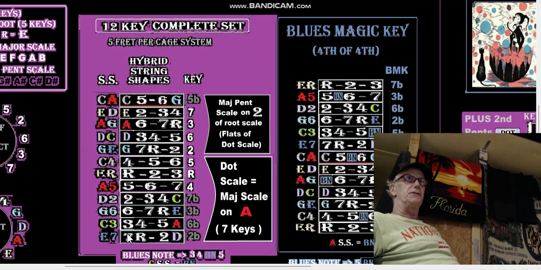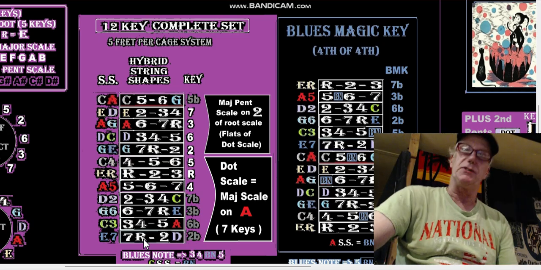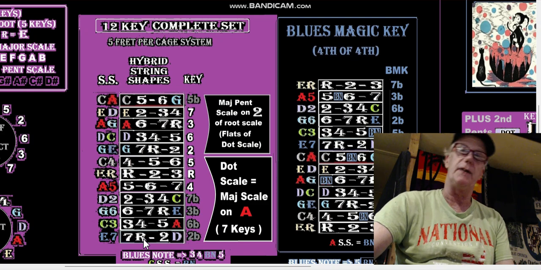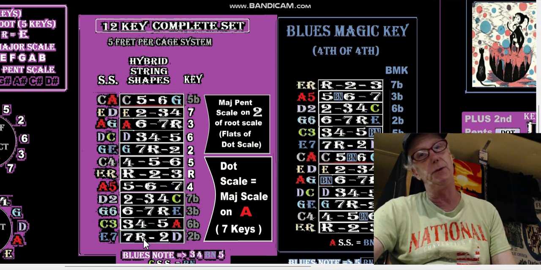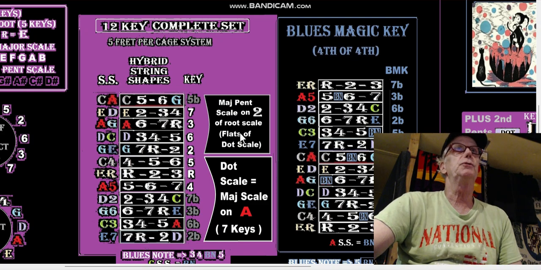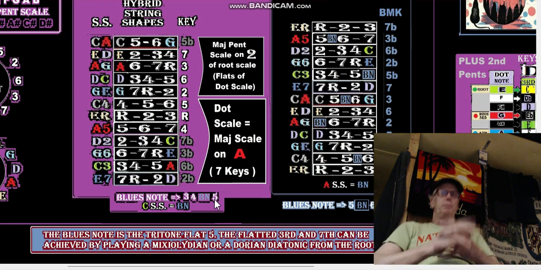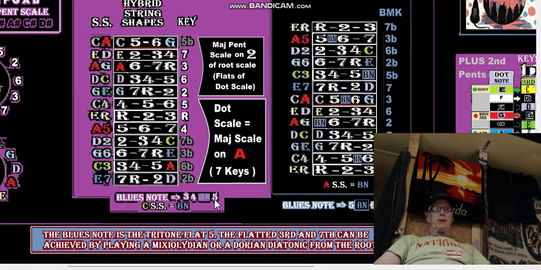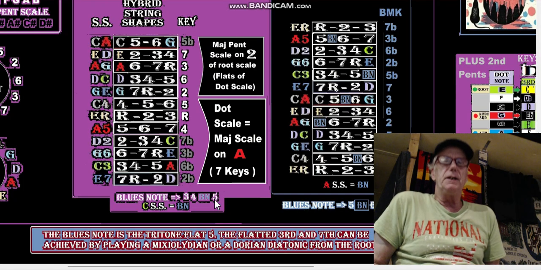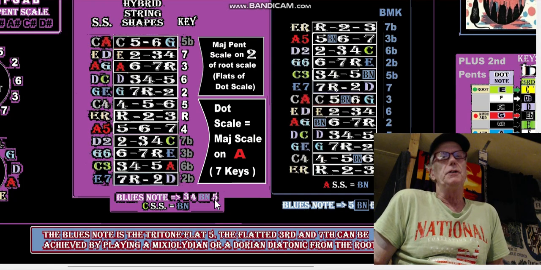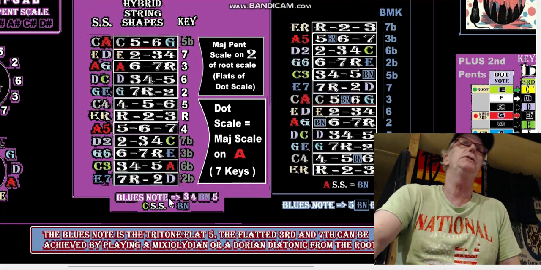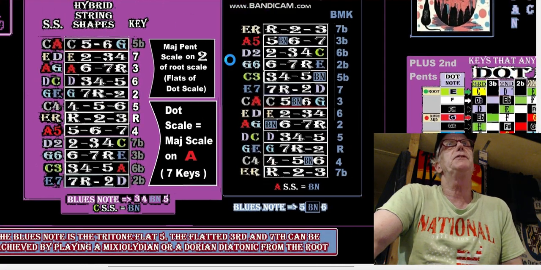And here's the dot scale. Okay? Root could be anything. That's why it doesn't say C, E, or D there, or capo F, or capo G. It just says root. Blues note equals in between the 4 and the 5. I call it the blues note, the tritone, because you can get the others by simply using the blues magic key. So the blues note is what we have to add to the blues magic key.